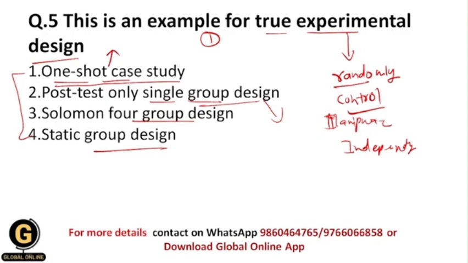But within the one shot case study, there is only a single group of test units, and the most important thing in true experimental research design is that we are going to use two groups, and among those two groups, a control group is there and a treatment group is there.